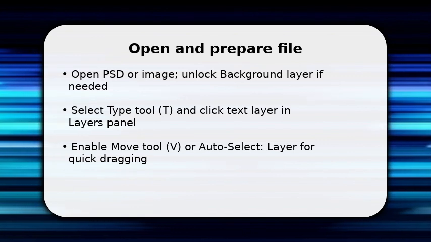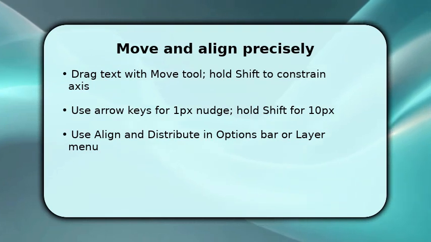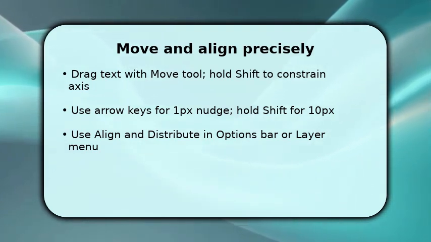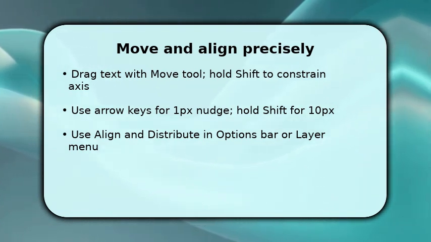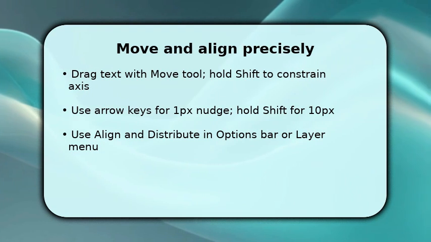With the Move tool active, click and drag your text to reposition it. Hold Shift while dragging to constrain movement to straight horizontal or vertical lines. For fine adjustments, press arrow keys for 1-pixel moves or hold Shift with arrows for 10-pixel jumps.